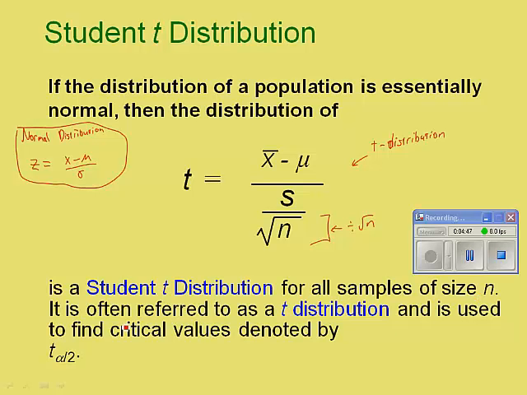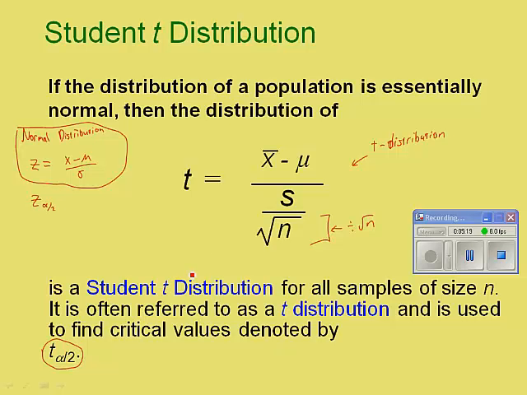It says it's used to find critical values denoted by t alpha over 2. Okay. We had a parallel to this last time. What was it we computed last time? Z alpha over 2. Why did you have to divide alpha by 2? Can someone explain that to me? There were two tails, right, to the normal distribution.